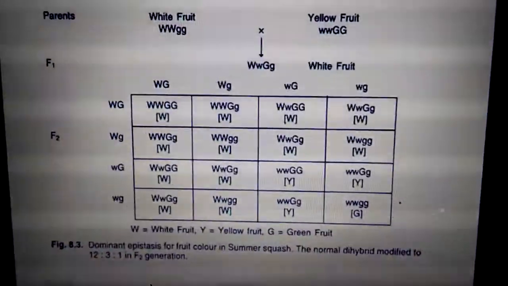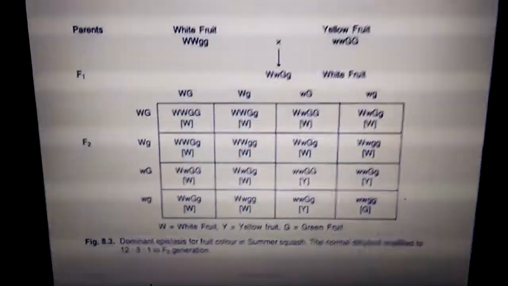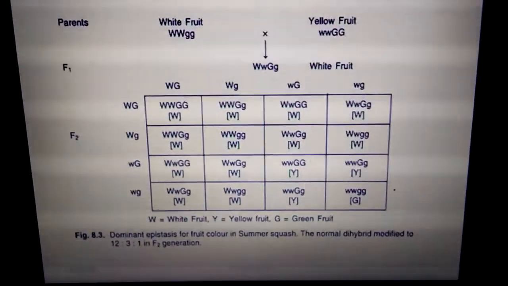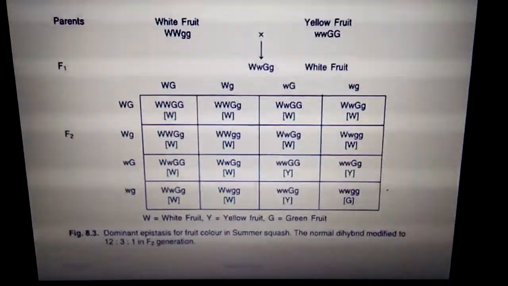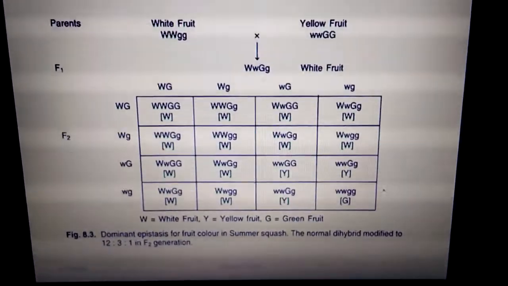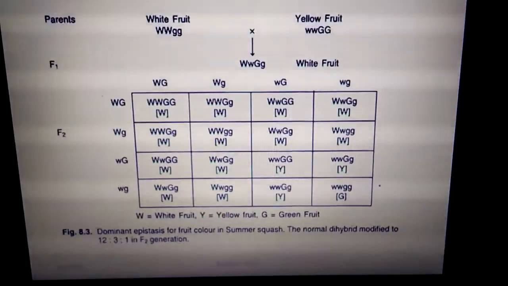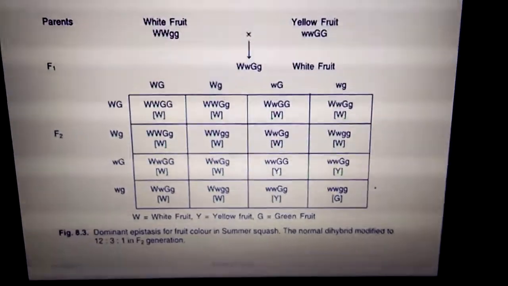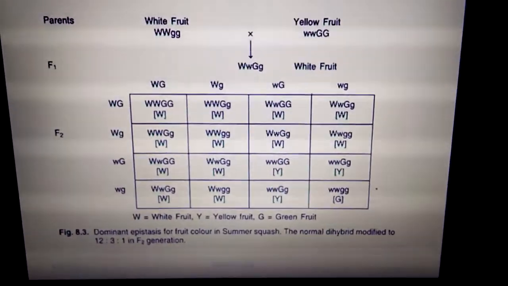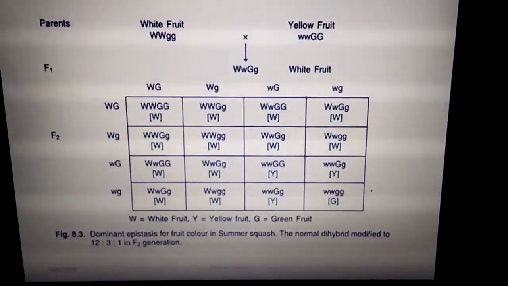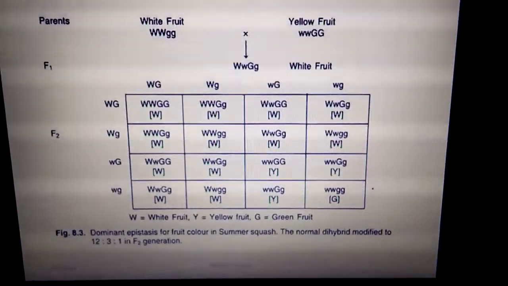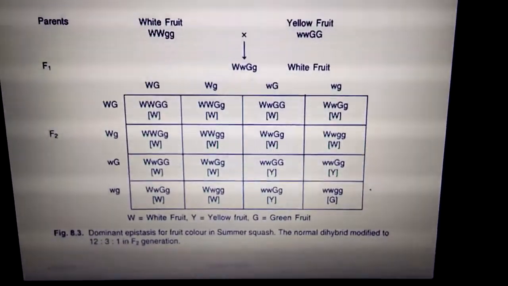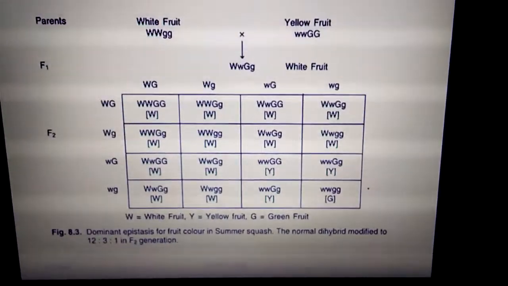Let us take another example. In summer squash, 3 types of fruit color appear, that is white, yellow and green. White color is controlled by the dominant gene, capital W, and yellow color by the dominant gene capital G. White is dominant over both yellow and green. The green fruits are produced in the recessive condition, that is small g, small w. A cross between plants having white and yellow fruits produces F1 with all white fruits.